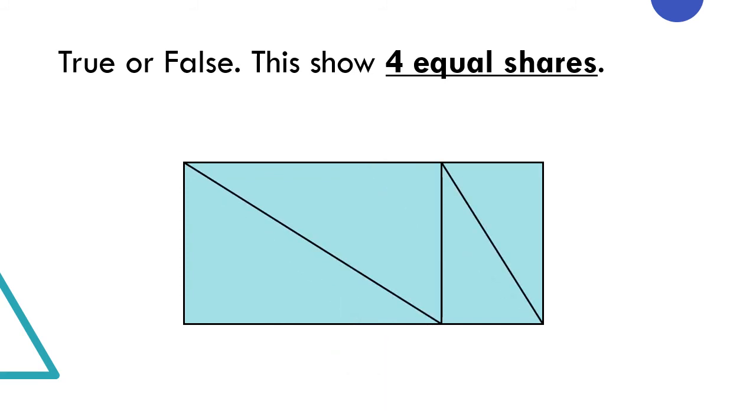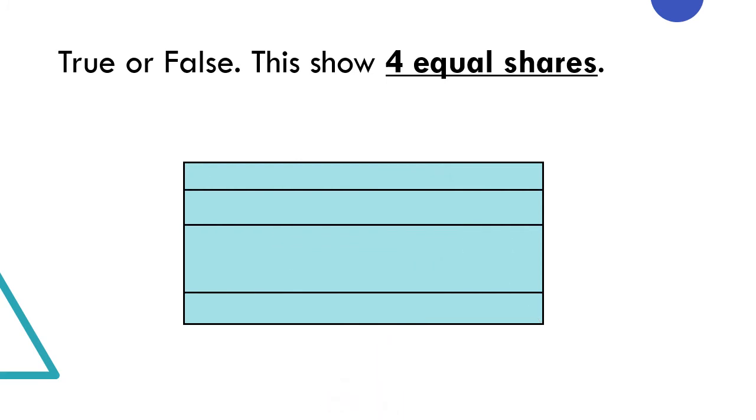Does this show 4 equal shares? True or false? This is false. Those shares are unequal. Some are big and some are smaller. How about now? Does this show 4 equal shares? False. This does not show 4 equal shares. Those rectangular pieces are not the same size.